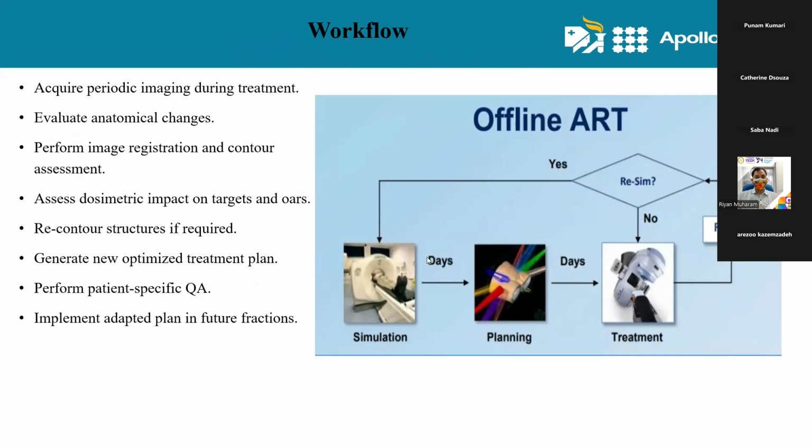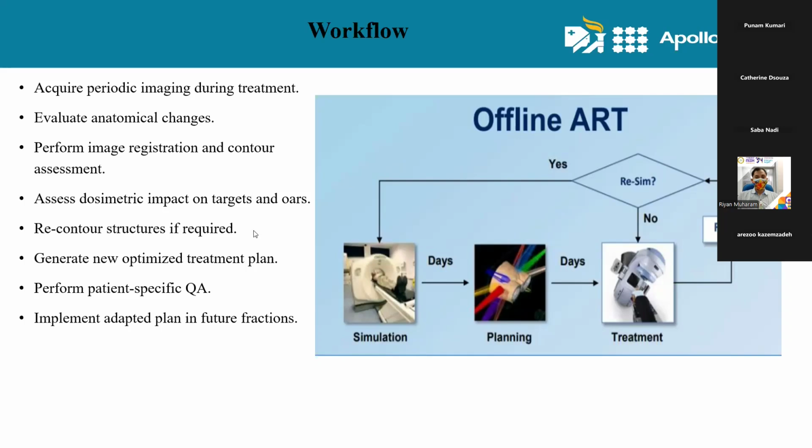During the treatment course, periodic imaging, for example CBCT images, is used to monitor the anatomical changes. The clinician verifies tumor shrinkage, weight loss, or organ motions. If these changes are significant, the clinician decides whether resimulation is required or not.